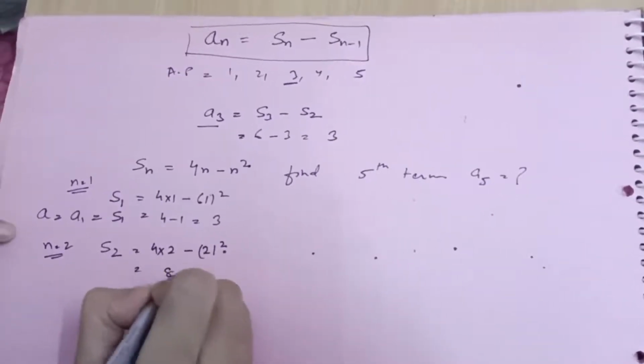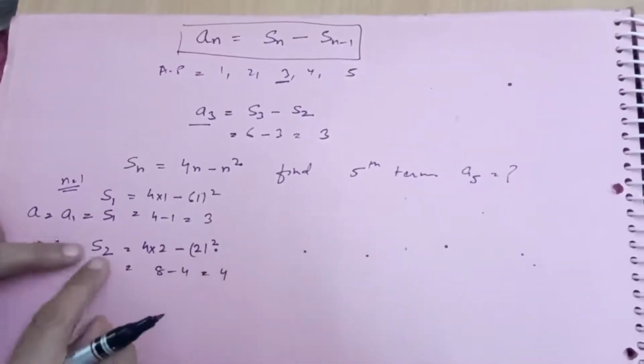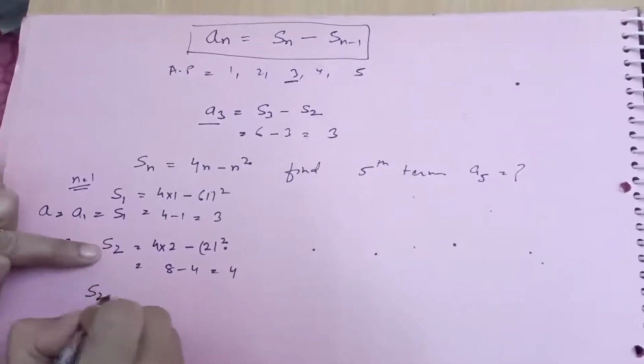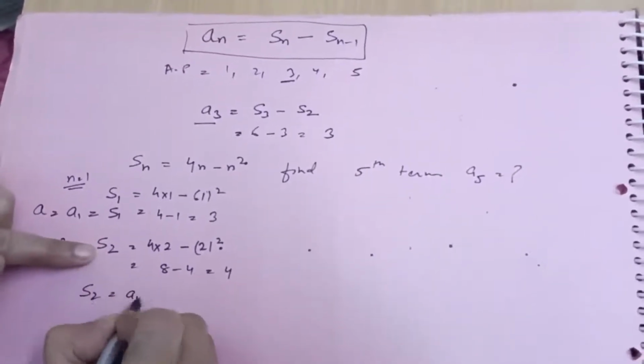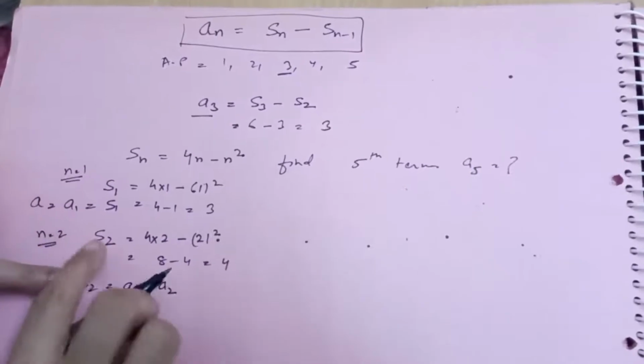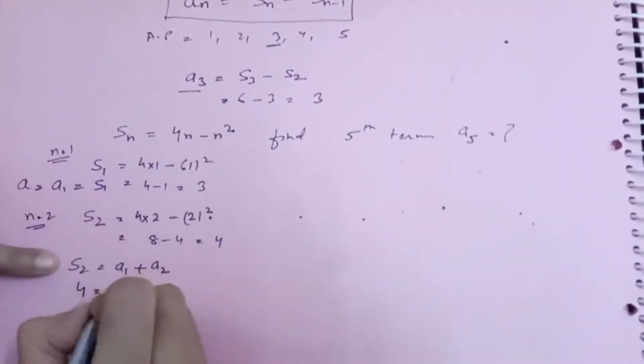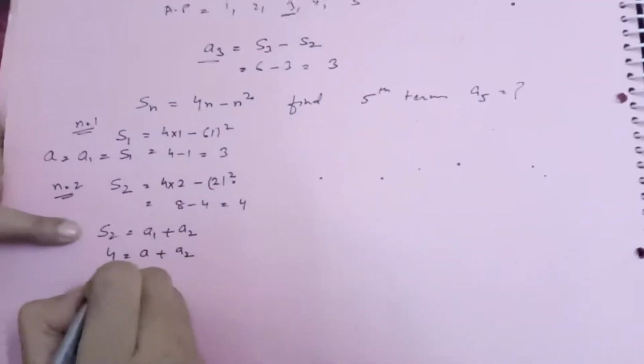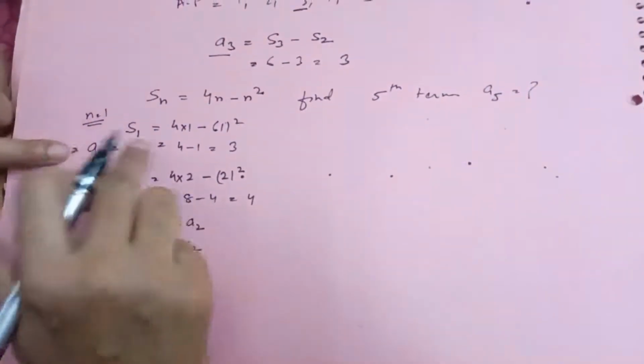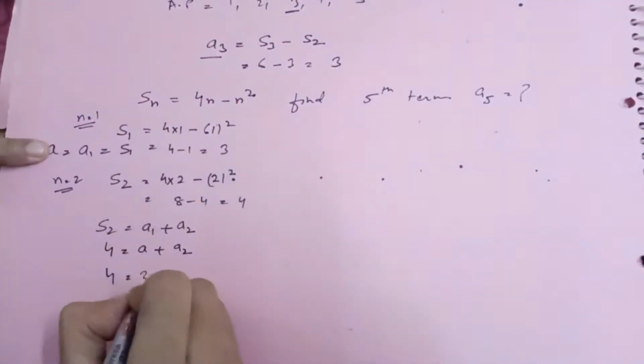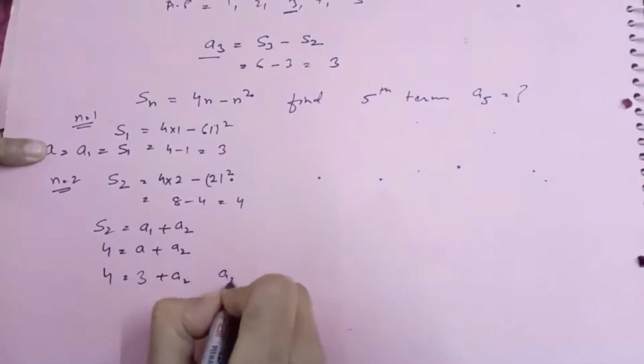So what is it? 8 minus 4 equals 4. यह दो टर्म्स का सम है. S2 क्या है आपका? दो टर्म्स का सम, यानी A1 प्लस A2 है. और सम ऑफ टू टर्म्स इज़ गिवन 4. A1 यानी A प्लस A2, और A तो S1 ही है. S1, सम ऑफ फर्स्ट टर्म मीन्स फर्स्ट टर्म, तो इट इज़ 3 प्लस A2. तो A2 आपका क्या आ गया?